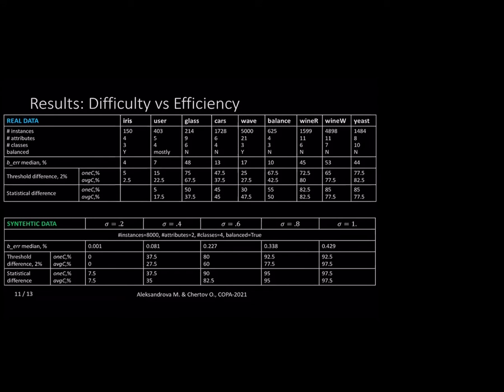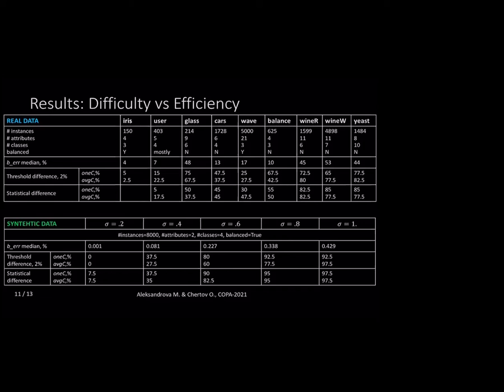This is again presented in more detail in these two tables, one for real data sets and another for synthetic data sets. The second row shows the median value of the baseline error of the underlying classification model for different data sets. We can see that it is the lowest here and very high at the end. And the same, as expected, for synthetic data sets: this median error grows with the difficulty of the data set.